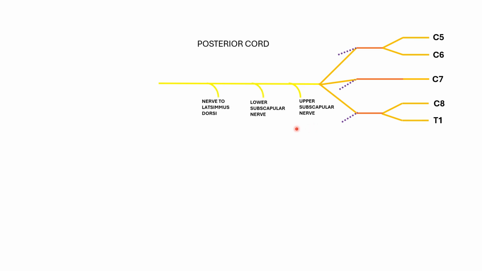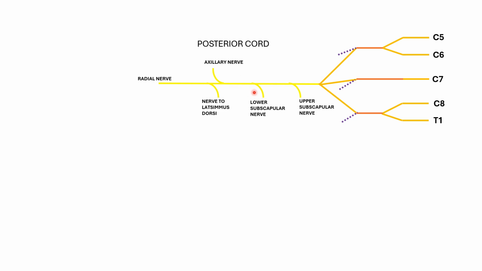Now the posterior divisions from all the three trunks, upper, middle and the lower trunk, they join to form the posterior cord. And this posterior cord, it gives these branches, that is upper subscapular, lower subscapular, nerve to latissimus dorsi, the axillary nerve and the radial nerve.